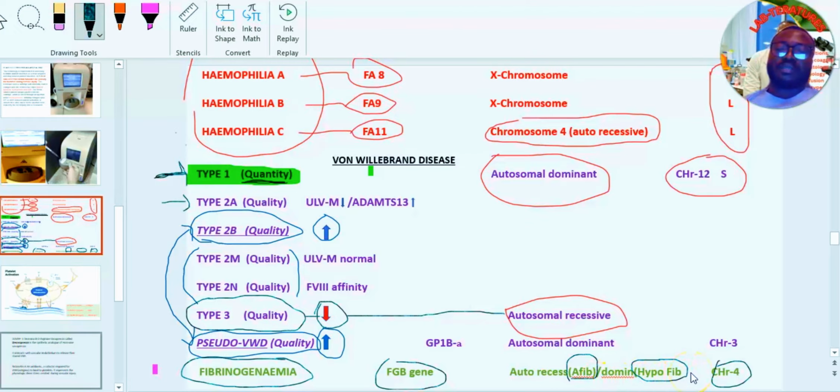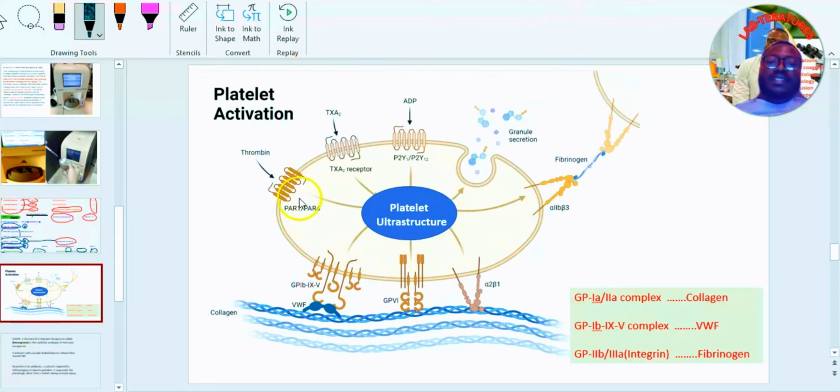So this platelet activation structure, also known as the platelet ultrastructure, has different binding sites for thrombin, thromboxane A2, and ADP. It binds to fibrinogen by its 2B3A and all that. It also has different binding sites for Willebrand factor, and Willebrand factor also binds to collagen. So it has different binding sites, and here I've written it down. GP 1A and 2A bind to collagen, the 1B-IX-V complex binds to Willebrand factor, and then 2B3A, the integrin, binds to fibrinogen.